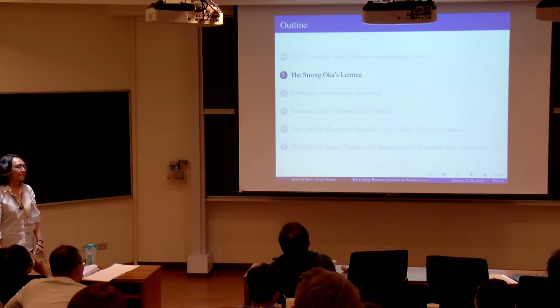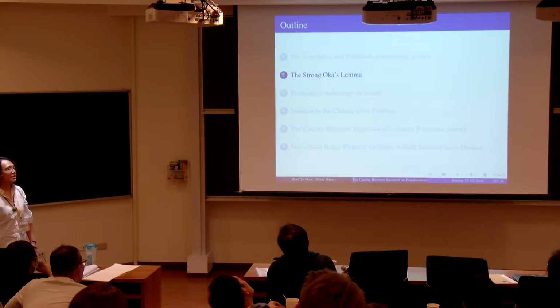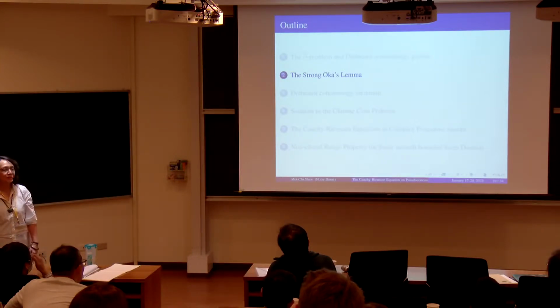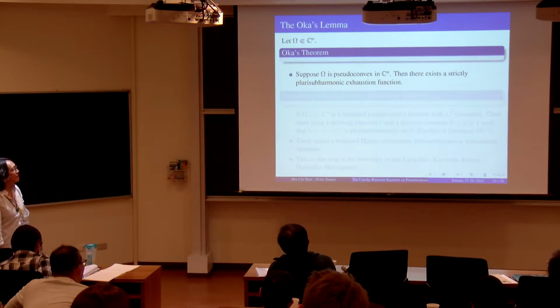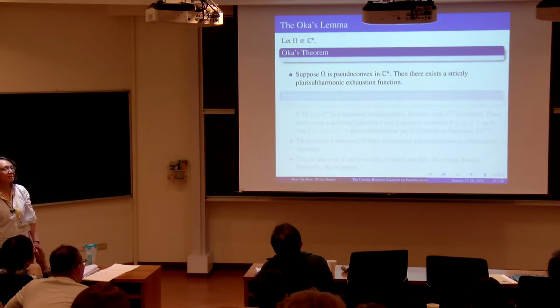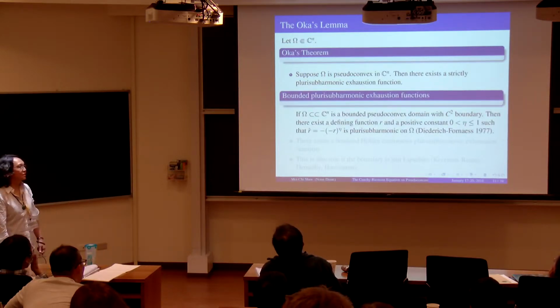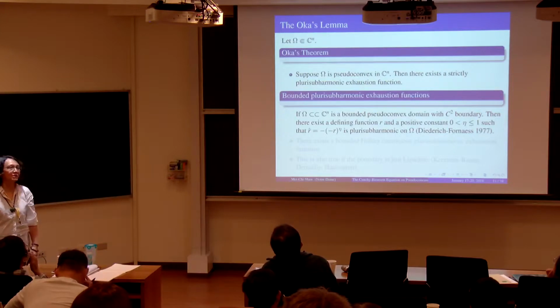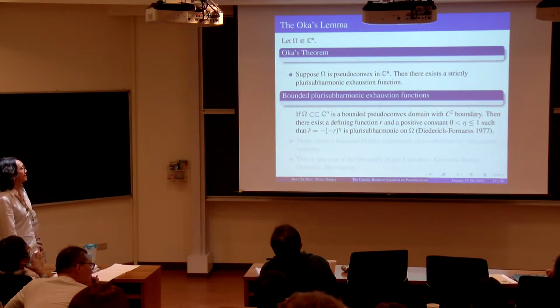Okay. So let me discuss the strong Oka's lemma. If we want to solve d-bar, and suppose we do not have such a weight function, what can we do? Well, in this case, we look at Oka's theorem. Let's examine the classical Oka's theorem. Oka's theorem says if omega is pseudoconvex, then there exists a strictly plurisubharmonic exhaustion function. And in applications, we need a bounded plurisubharmonic exhaustion function. And this was proved when omega is a bounded pseudoconvex domain with C2 boundary.